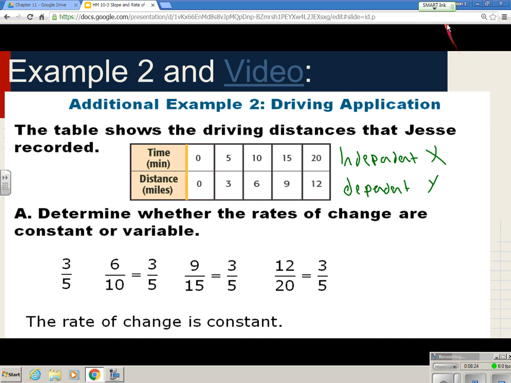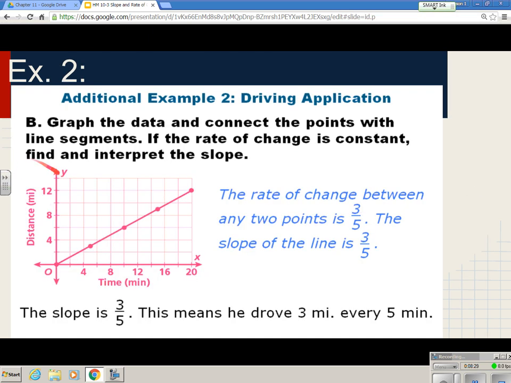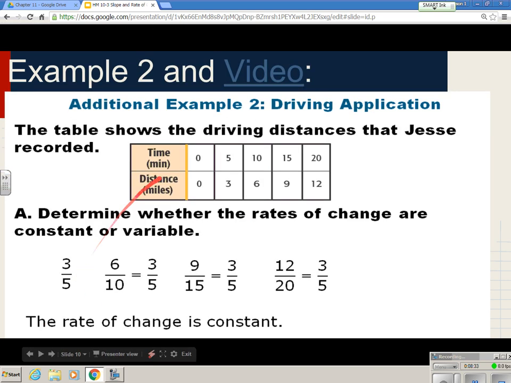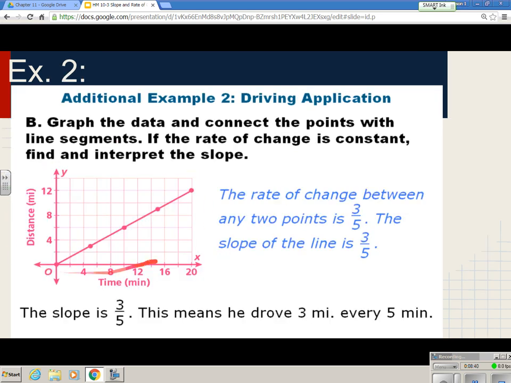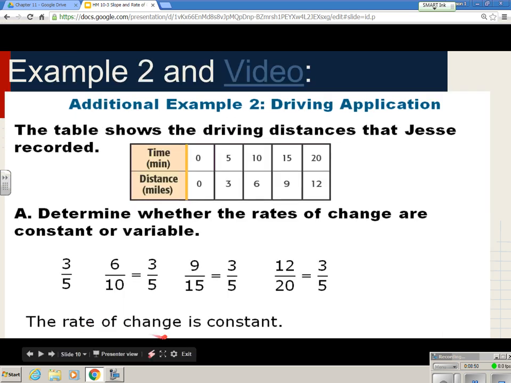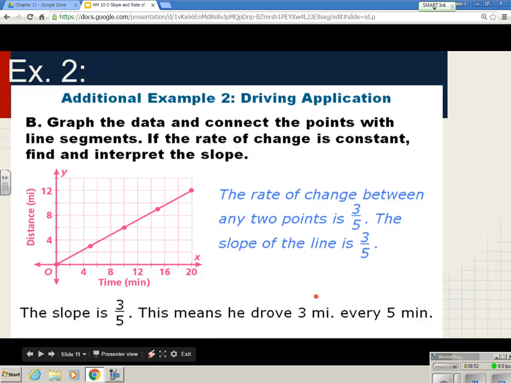Now that's just the first half. Write this down before I move on. The second half of this then is we have to put down all these ordered pairs. 0, 0, 5, 3, 10, 6, 15, 9, 20, 12 on this graph. And when we do, we're going to see that we get a straight line. So the slope of this is that rate of change we found, which is 3 to 5. So the slope is 3 to 5. So this means that he drove 3 miles for every 5 minutes.